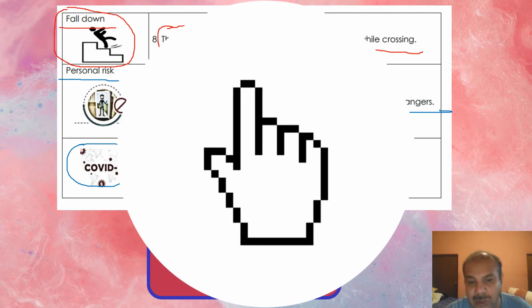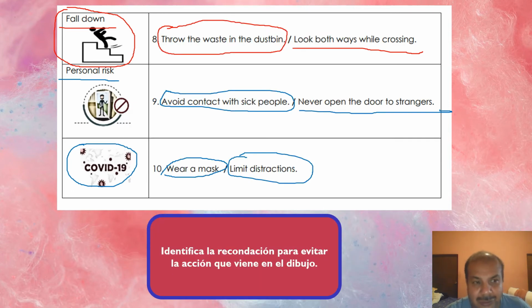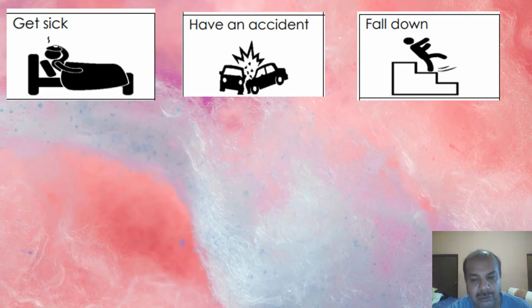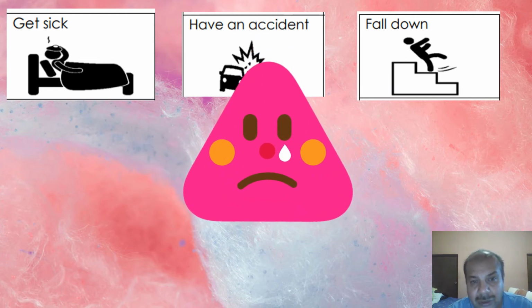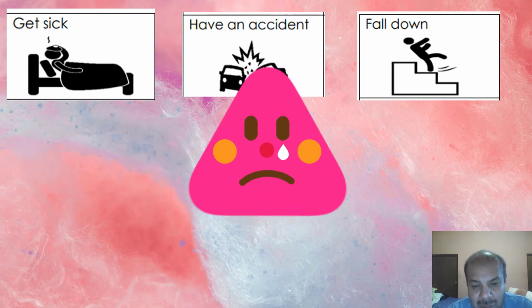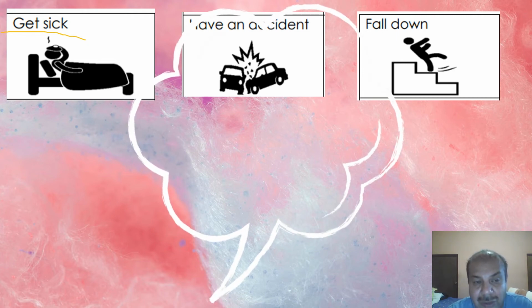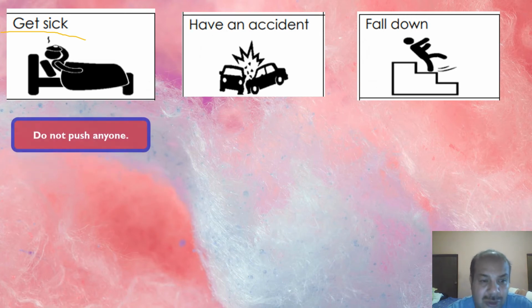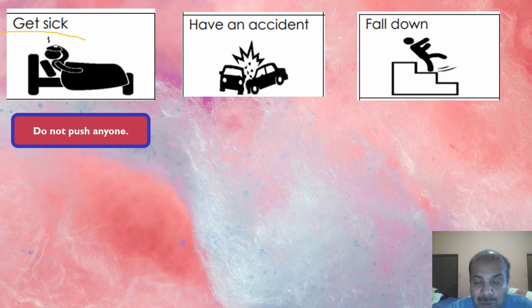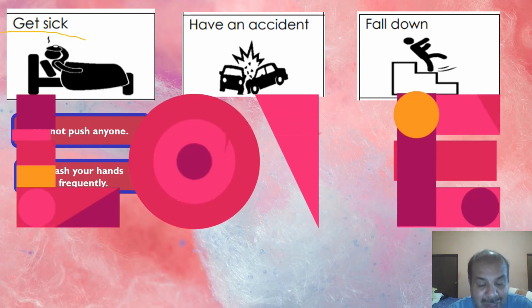Okay, let's continue with this next part. Okay, this is the last part. We have again the same situation. On the first one, we have get sick. Okay, check the image, miren la imagen, and figure out what is getting sick or get sick, and then you're going to circle which is the best option to avoid getting sick. Do not push anyone or wash your hands frequently.